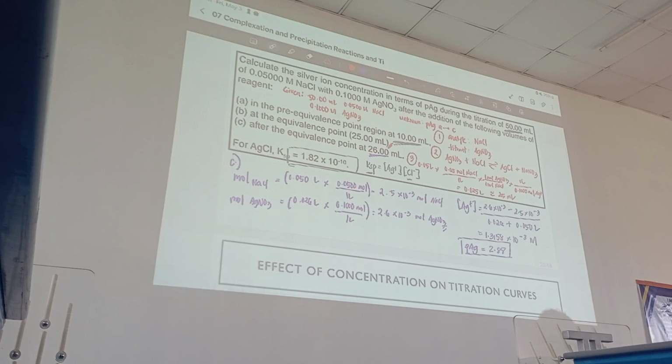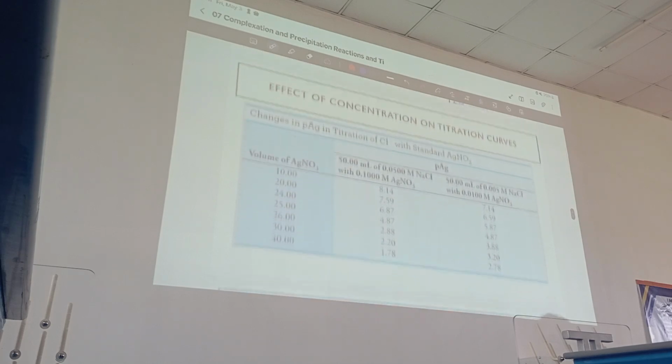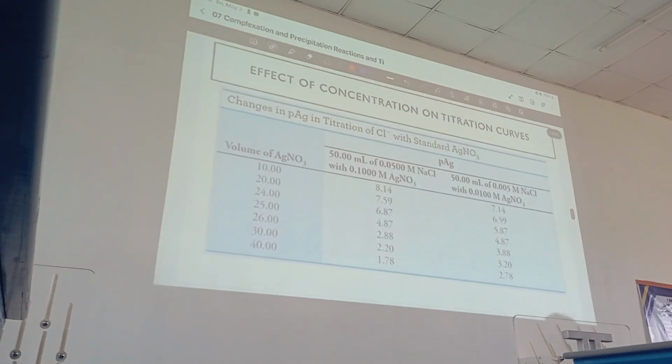Okay, let's proceed to the effect of concentration on the titration curve. Let's analyze the following, with the volume of AgNO3 and the pAg values. You will use 50 mL of 0.05 and 0.1 versus 50 mL of 0.005 and 0.001. Which is more concentrated and which is diluted? Take note of those values.